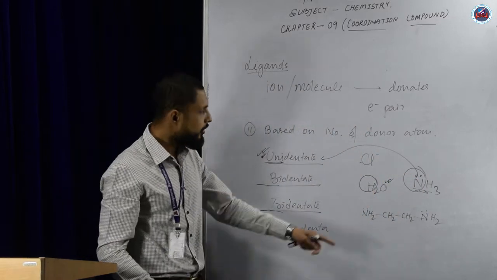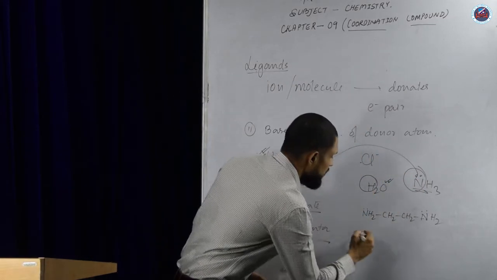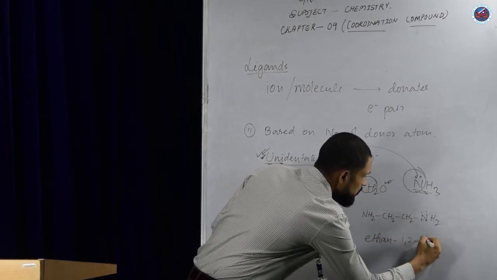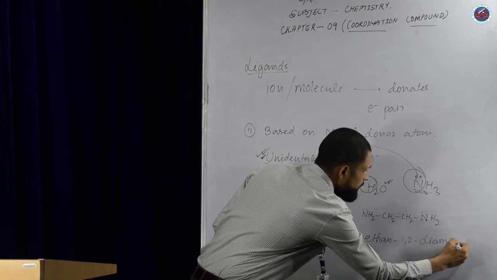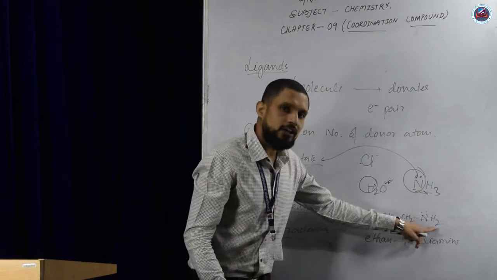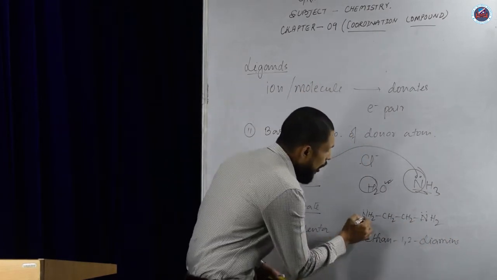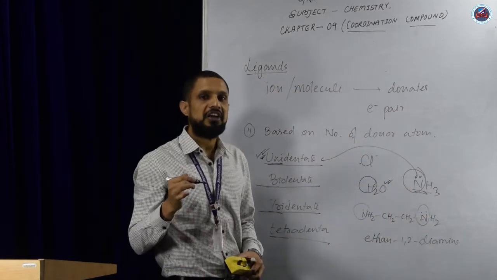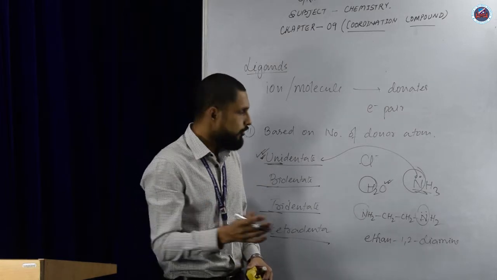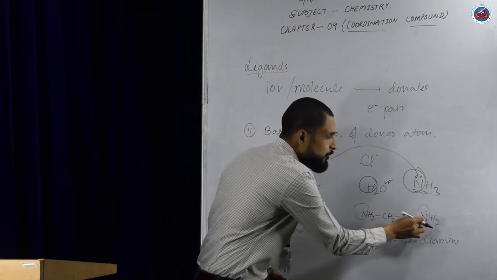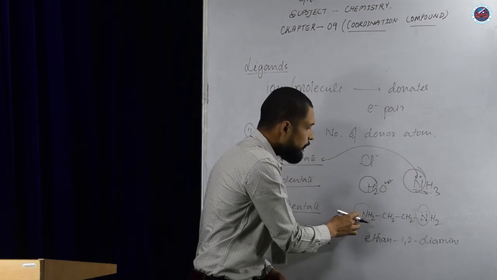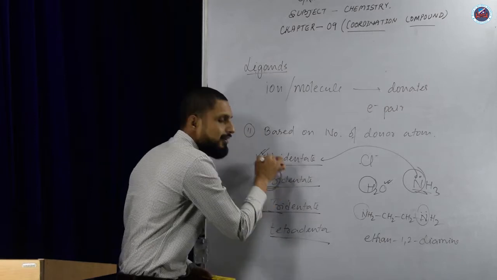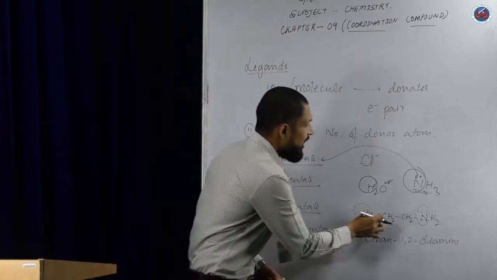Now you can see this is an example of bidentate ligand. The name of this ligand is ethane 1,2-diamine. So you can see there are many atoms here, but only the nitrogen atom is capable of donating a pair of electrons. There are 2 nitrogen atoms, so there are 2 donor atoms. That's why it's bidentate. Now what about the carbon and hydrogen?